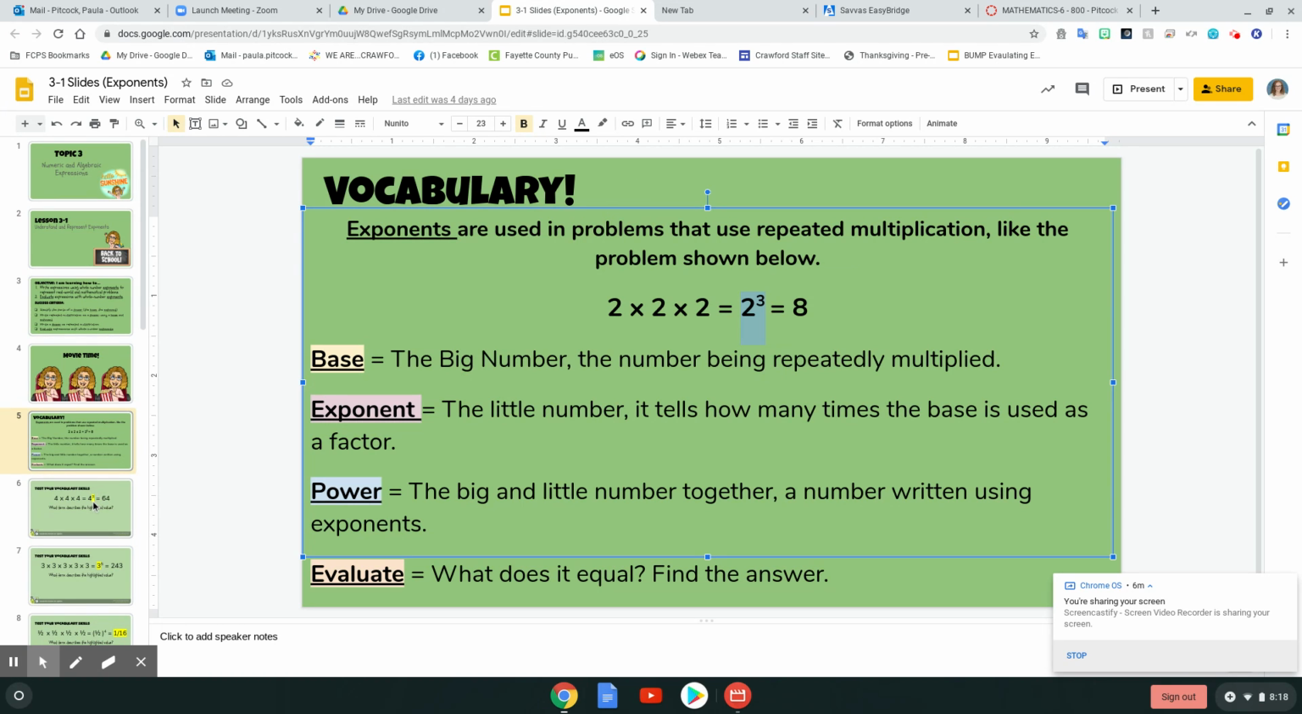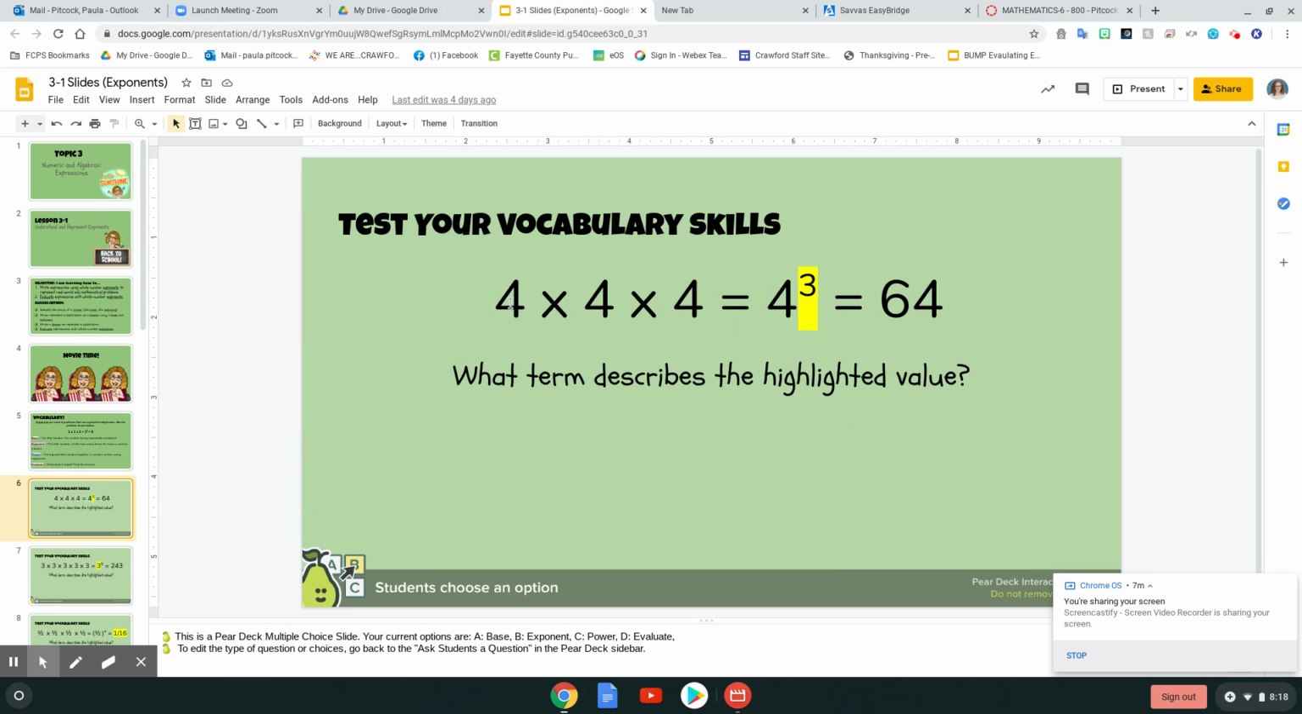So we're going to do some questions where you have to identify the vocabulary. For this one, we have 4 times 4 times 4 equals 4 to the power of 3 equals 64. This was multiple choice: what is the highlighted value? The options are base, exponent, power, or evaluate. What term describes that 3? If you said exponent, you are correct. This is the exponent because it's the little number and it tells me how many times I was multiplying.